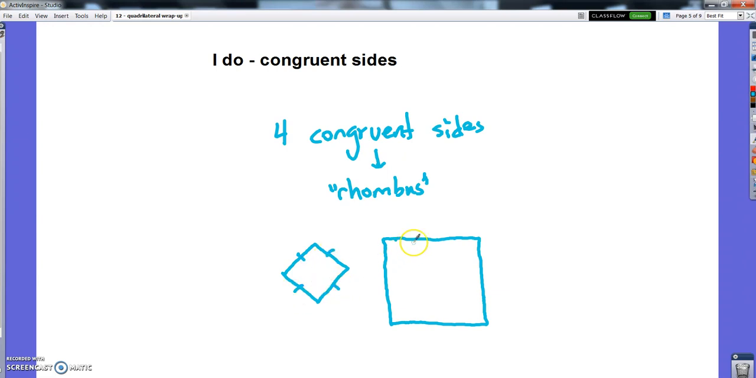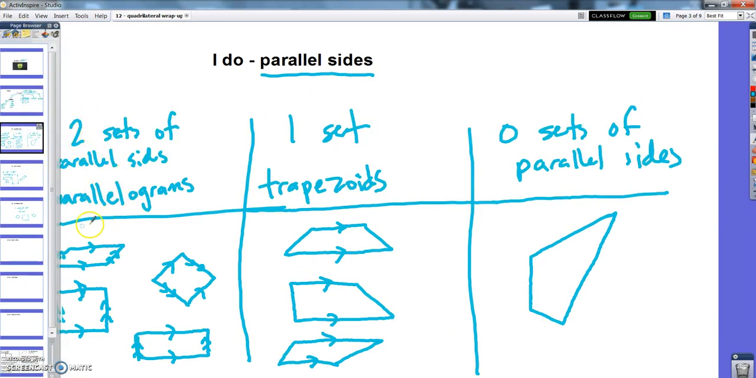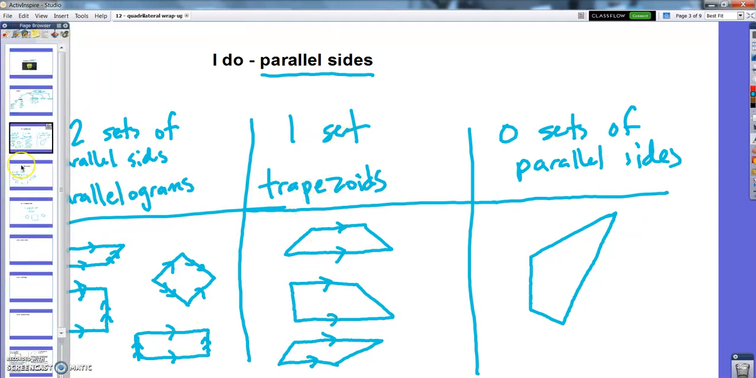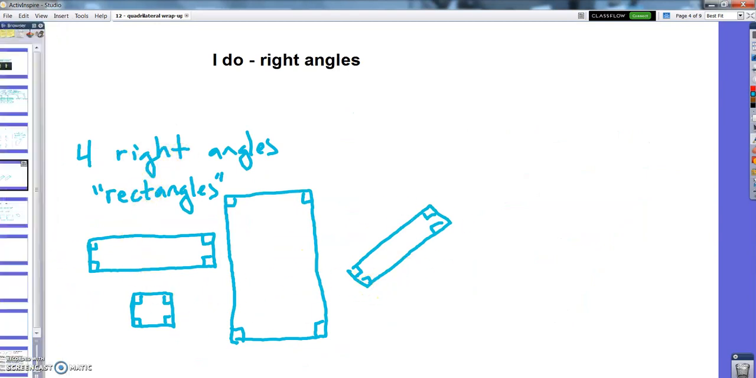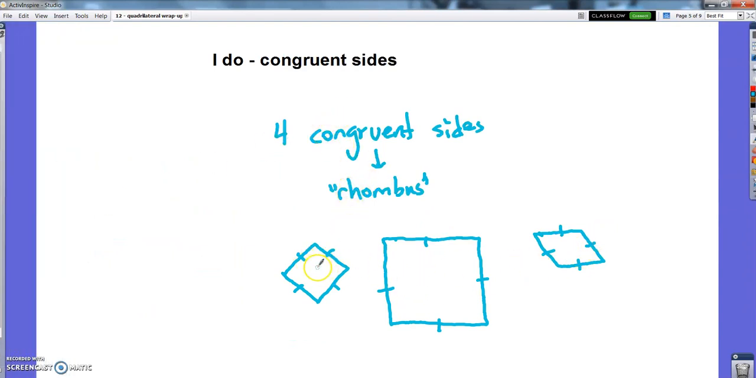I'll even put the marks. They also can look like this if all the sides are the same length. Kind of like that. As long as the sides are the same length, it's a rhombus. So 4 words to note: parallelogram, 2 sets of parallel sides; trapezoid, 1 set of parallel sides; rectangle, 4 right angles; or rhombus, 4 congruent sides.